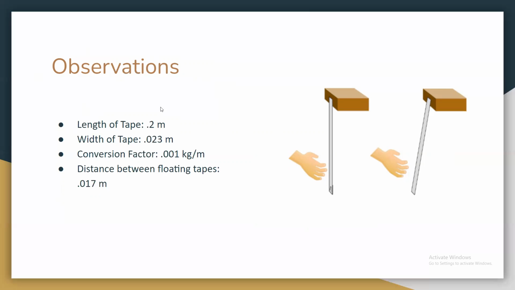My observations for the experiment. So my length of tape was about 0.2 meters. The width of the tape was 0.23 meters, with a conversion factor, and then the distance between the floating tapes, which I measured when I put the two tapes close to each other, was 0.017 meters.